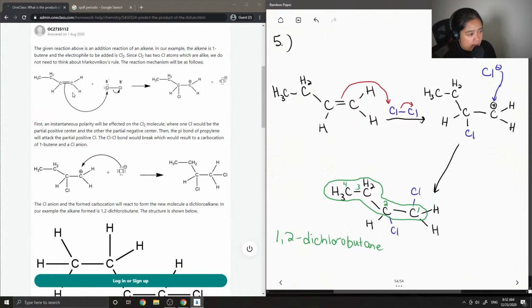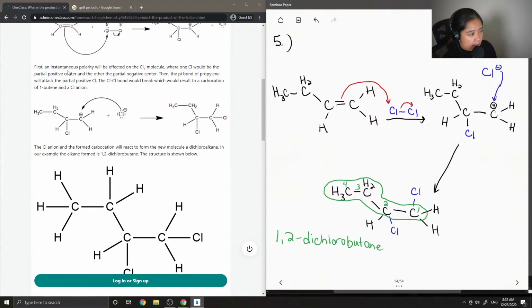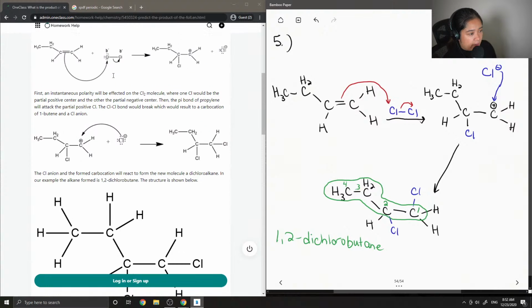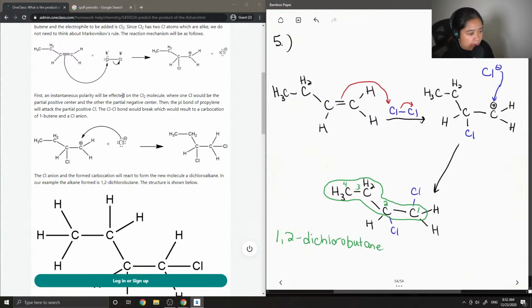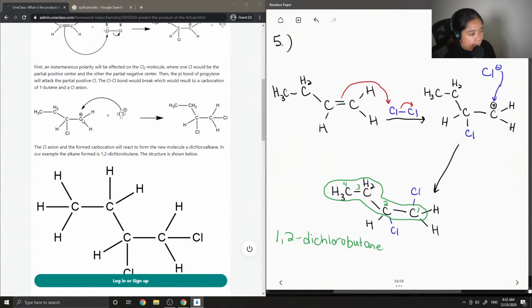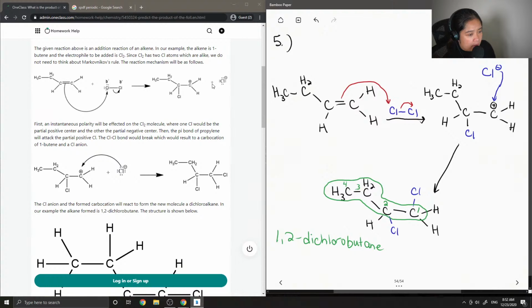Okay, so they have the same kind of mechanism. First, an instantaneous polarity will be affected on the Cl2 molecule, where one chlorine would be the partial positive center and the other the partial negative center. Then the pi bond of propylene will attack the partial positive chlorine, and then the chlorine-chlorine bond would break, which would result in a carbocation of 1-butene and a chlorine anion. Yep, so that's what they got here.